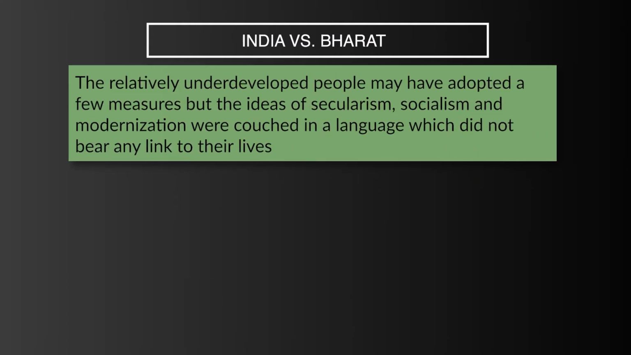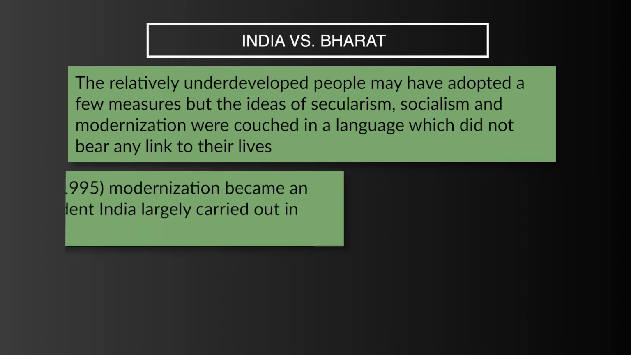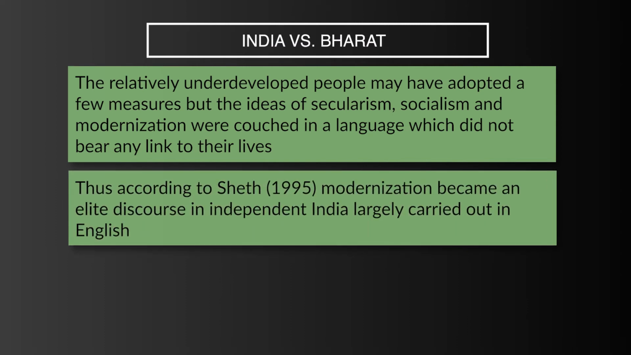Now, these relatively underdeveloped people adopted a few measures for themselves. For example, they were open to technology. They adapted themselves to technology to develop themselves. But the ideas of secularism, modernization, socialism were couched in such a language that it did not have any link with their lives. Thus, modernization became an elite discourse and was largely carried out in English, where these people, the regional elites and people from the regions, did not have a space.